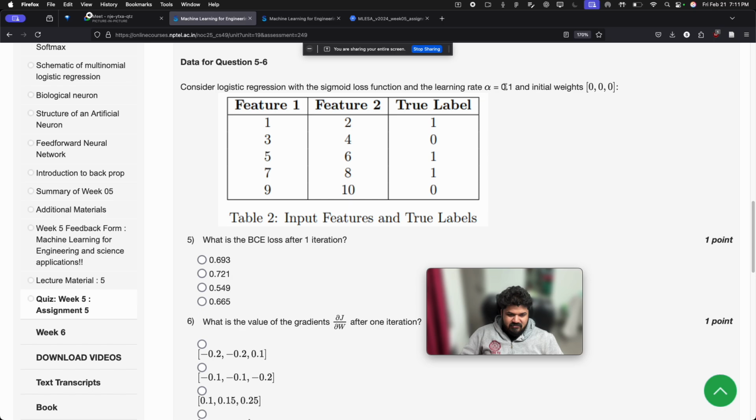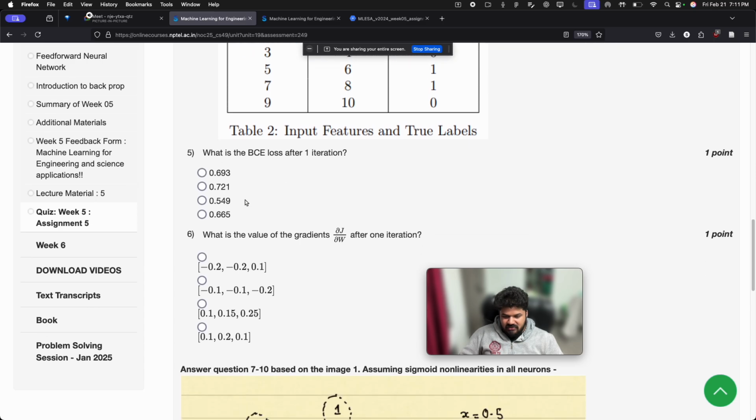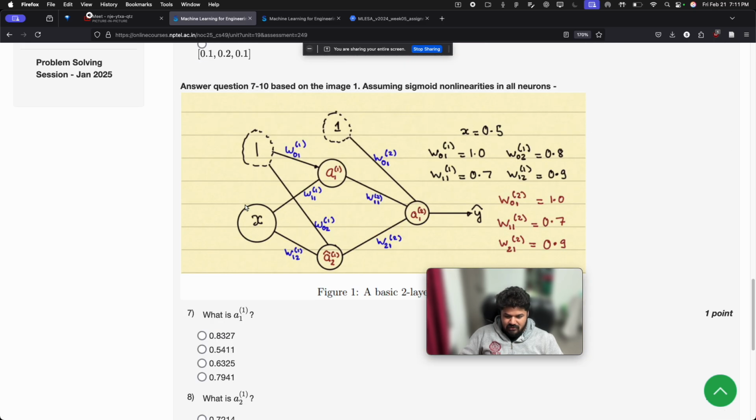These are the initial weights. This is the learning rate. Just compute the loss with feature 1 and feature 2. Y is equal to W0 plus W1x1 plus W2x2. Apply logistic regression, sigmoid over that, then take log, and then compute the BCE loss. All of this you can solve, very easy questions.